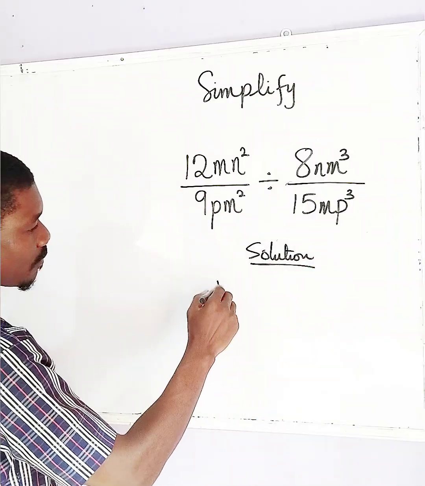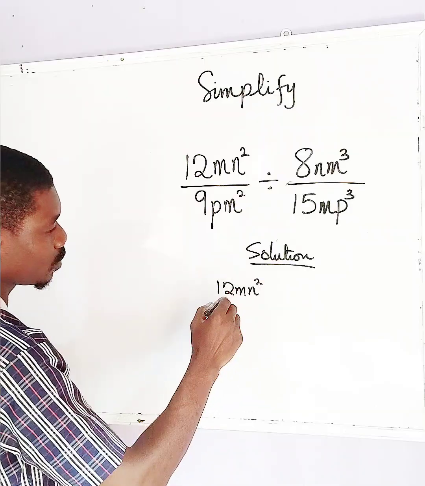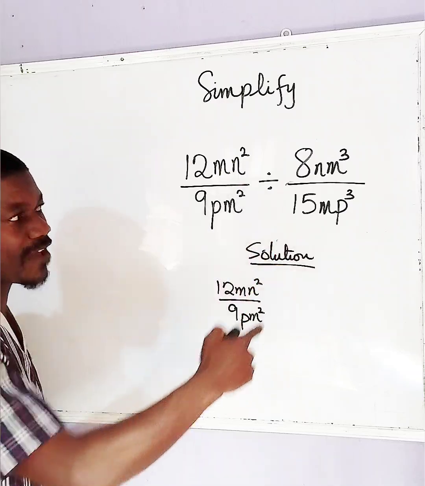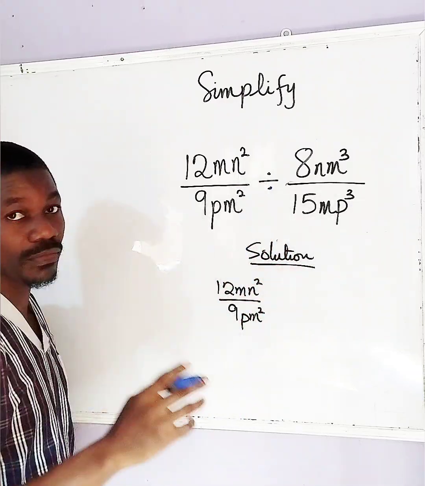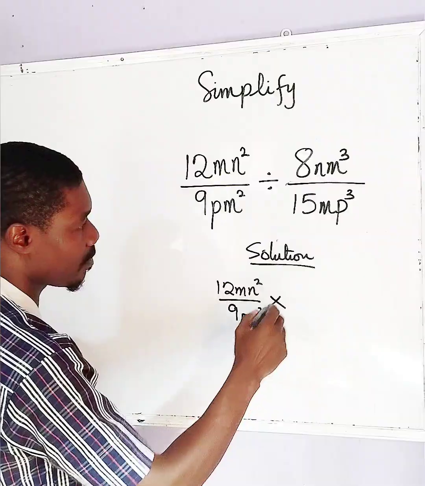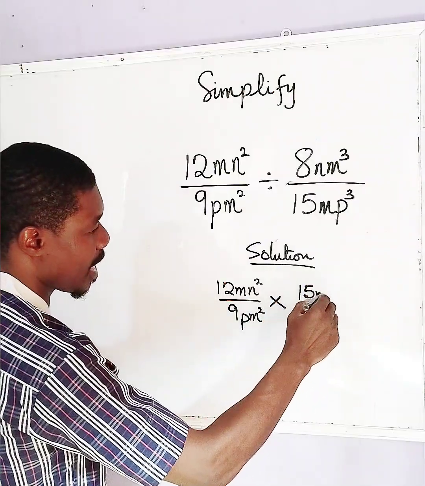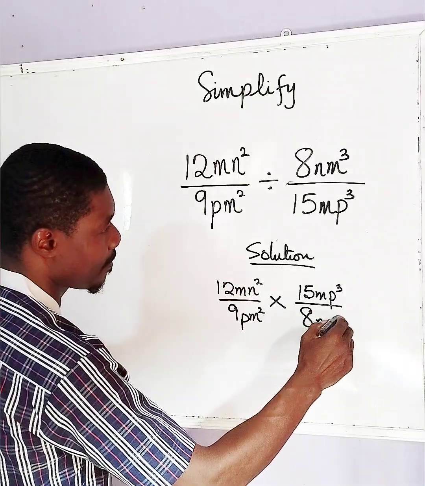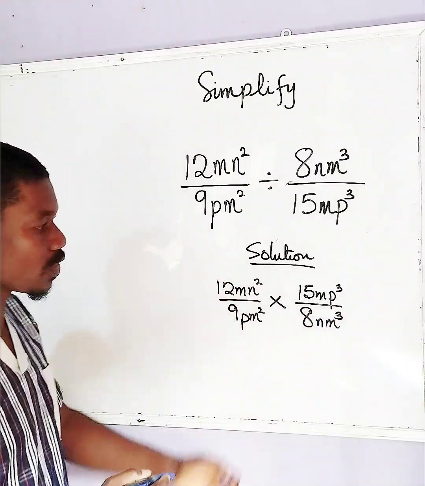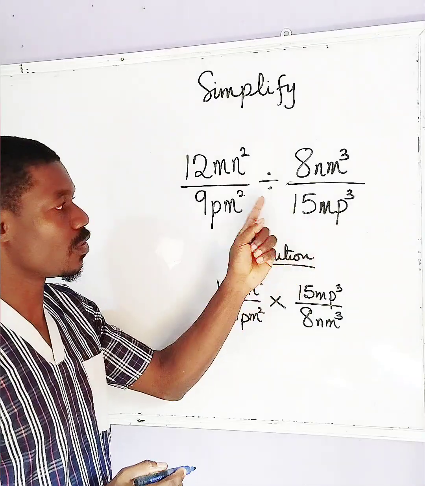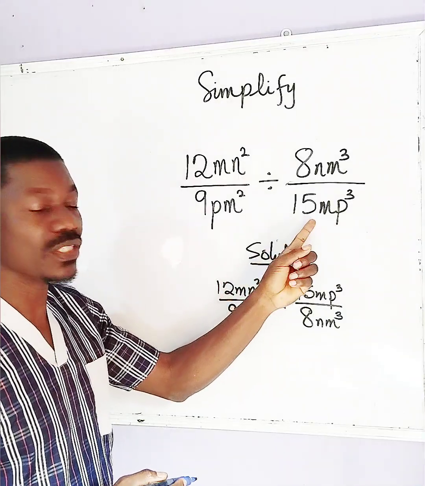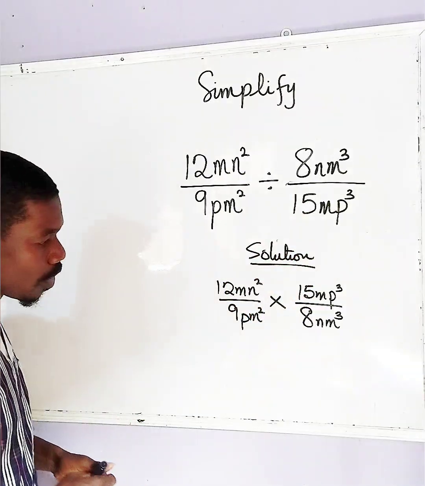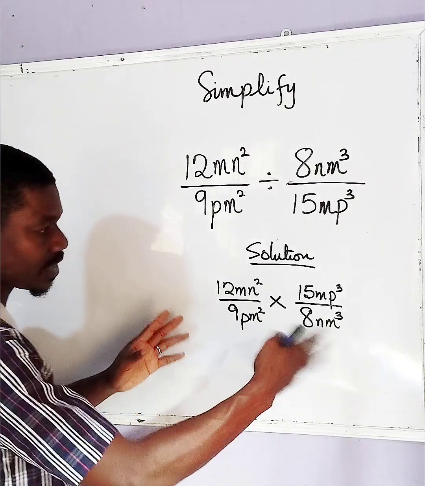Now here we have 12mn raised to 2 all over 9pm raised to 2. Then by flipping the right hand side, this sign becomes multiplication. So here you have multiply by 15mp raised to 3 all over 8nm raised to 3. And that's because whenever you flip a fraction to affect the division sign, the denominator becomes the numerator, while the numerator becomes the denominator.